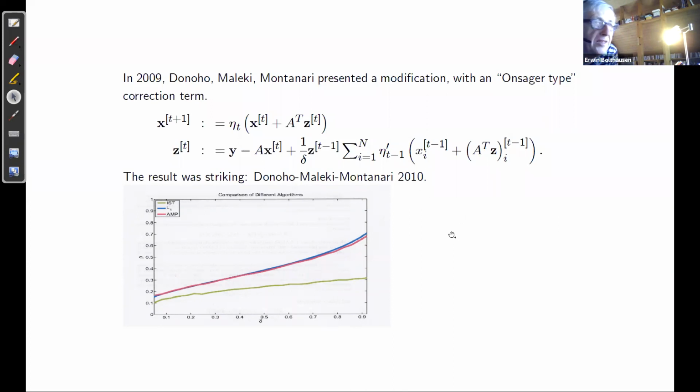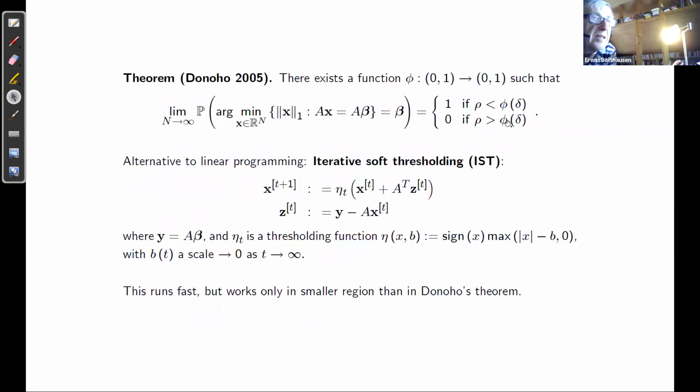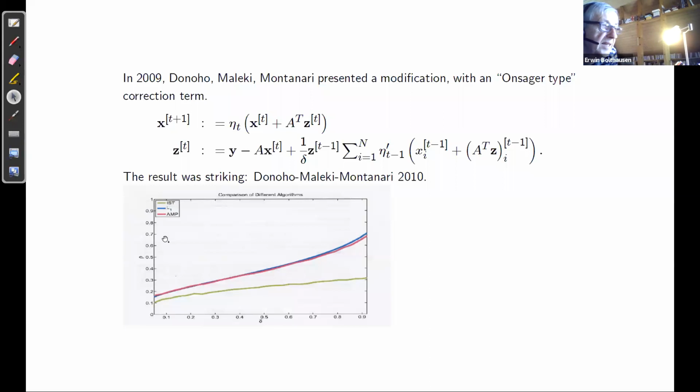The derivation I'm giving on the next slide is based on belief propagation arguments. Here you see the result, which was very striking. The blue line, in terms of rho and delta, is the one obtained by Donoho in his theoretical result, this phi function. The iterative soft thresholding worked only in a smaller region, based on computer experiments. But with this Onsager type correction, it works essentially in the proper region.